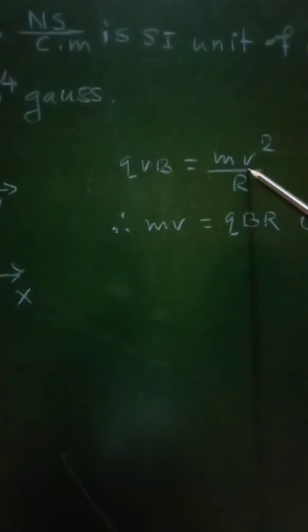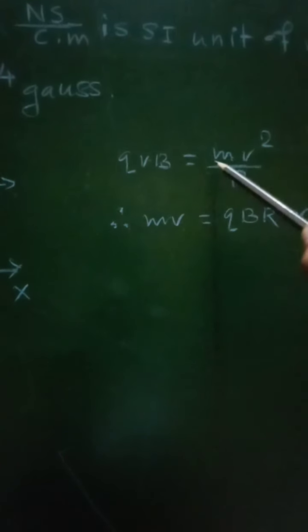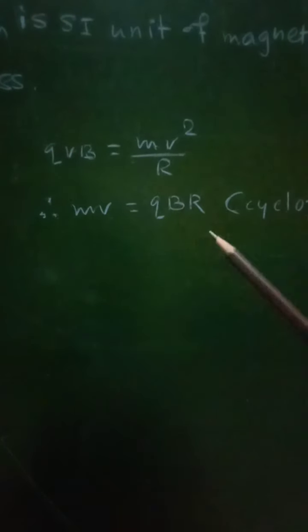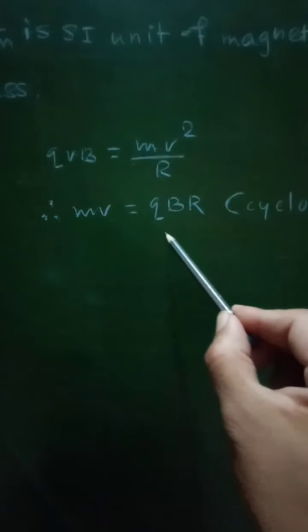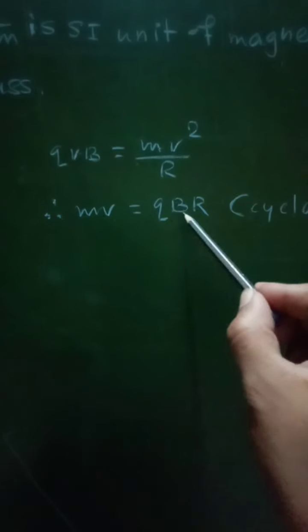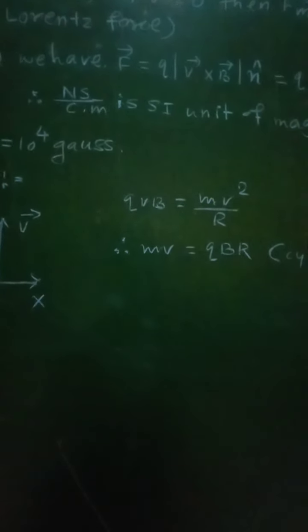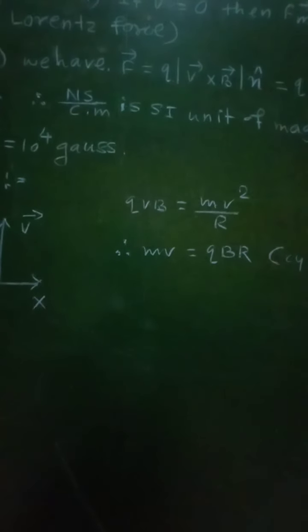One v will get cancelled on both sides, therefore we will get qB equal to mv upon r, and therefore mv will be equal to qBr. Here mv represents the linear momentum of that charge, and it will be constant because q, B and r all will be constant. Now this equation mv is equal to qBr represents the cyclotron formula, or cyclotron equation.